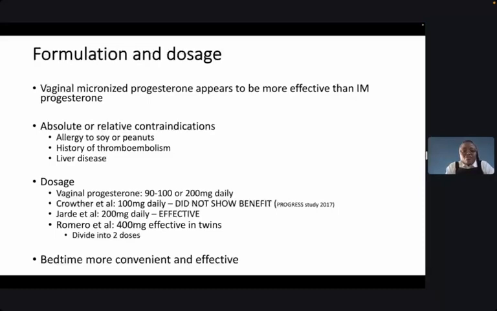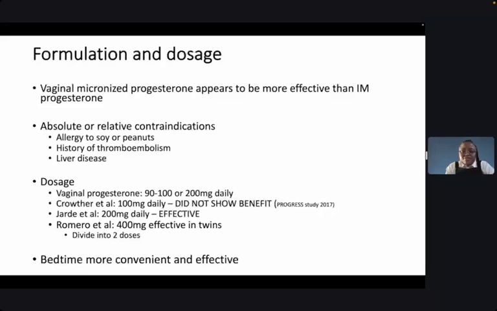We've got different formulations and dosages for progesterone. And the one that has been advocated by a lot of bodies is vaginal micronized progesterone. It appears to be more effective as compared to other forms of progesterone. There are also some relative contraindications that you need to take into account when giving our patients progesterone: those who are allergic to soy or peanuts, a previous history of thromboembolism, and even patients who present with liver diseases. For the dosage recommended for vaginal progesterone, we've got the gel, which is Crinone 8% at 90 milligram. There are also vaginal preparations that you can give as 200 milligram daily.